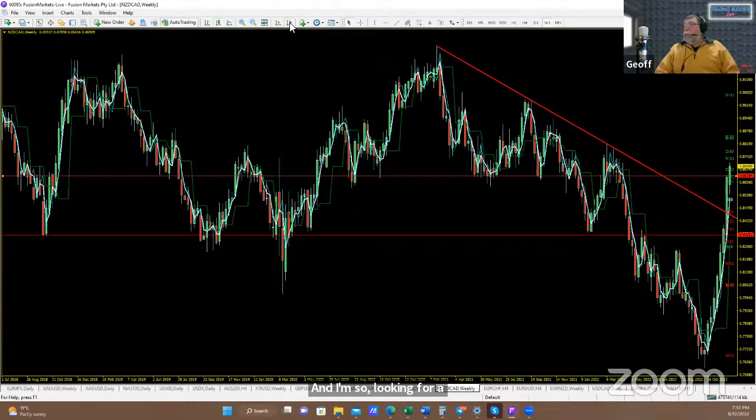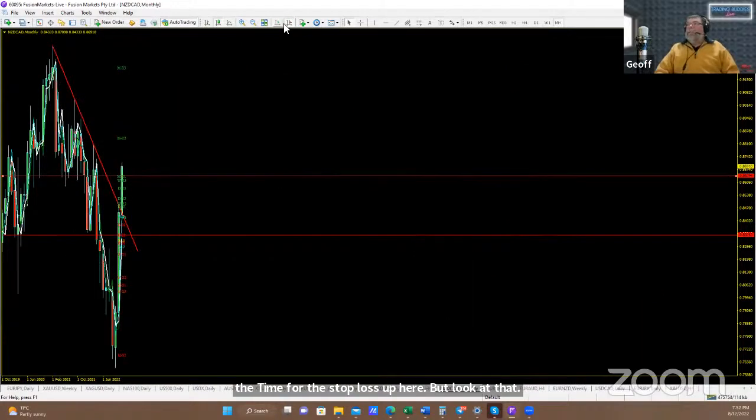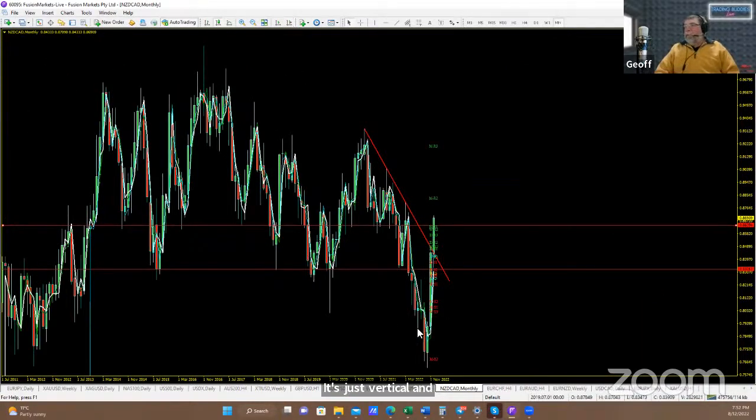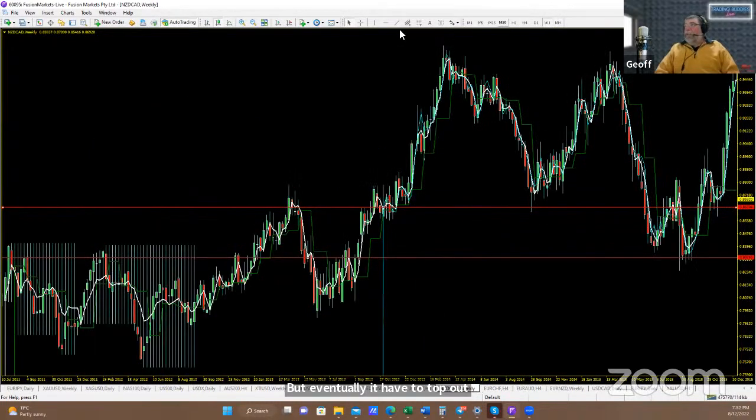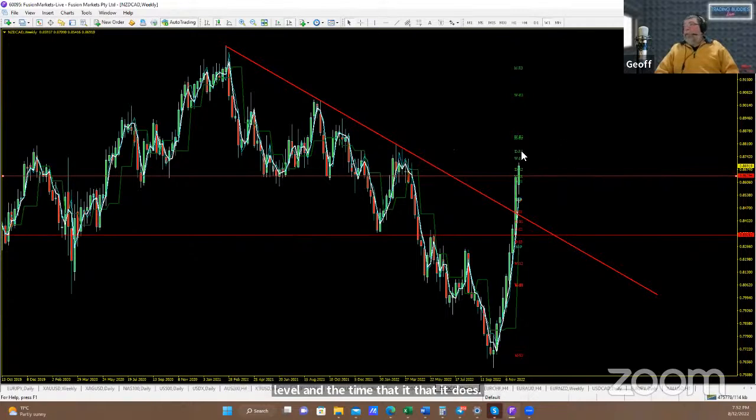I'm not a scalper, so I can't just go, okay, now's the time, put my stop loss up here. But look at that. It's just vertical. And charts don't do that. Even this pair, you look every single time that's happened before, you won't find too many. There's one here. But eventually it'll have to top out. Just got to find that level and the time that it does it. So keep your eye on Kiwi CAD. It will at some stage retrace. Just got to find it. But that's not now, right?